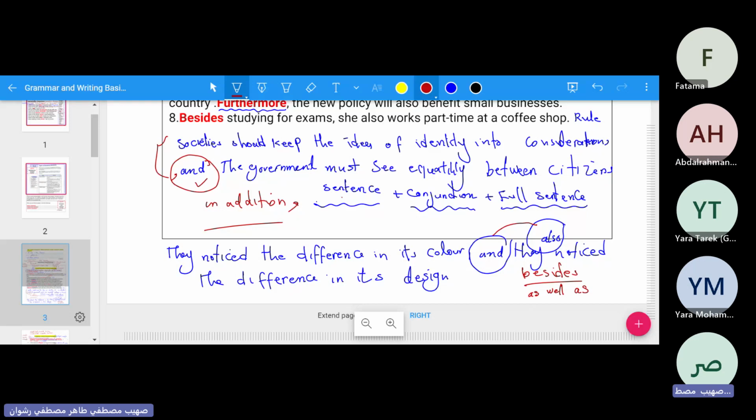Yes. So what did we delete from the other sentence? They noticed. Yes, they noticed, which is what? Subject and the verb, right? What does this mean, guys? Thank you, Abdurrahman, for your participation. This sentence or these two connectives, which are besides and as well as, and add to them "in addition to".